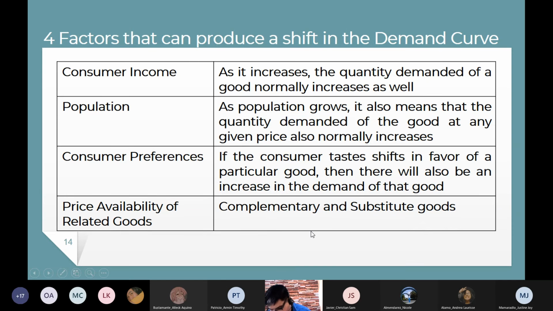Okay. So in all these discussions, the operative word used is normal goods because these goods are normally defined as normal goods. So yung mga tinutukoy nito sa demand curve are normal goods.